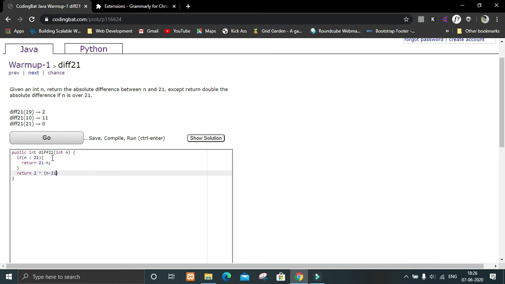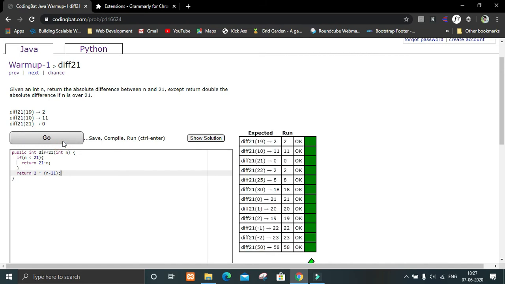n minus 21, because if 21 is less than the number you have entered, then the number that is greater than 21 has to come first, otherwise we will get a negative number, and here it's not given that the number should be negative, so we will have to get the double of the number. So let's see if my solution is correct.